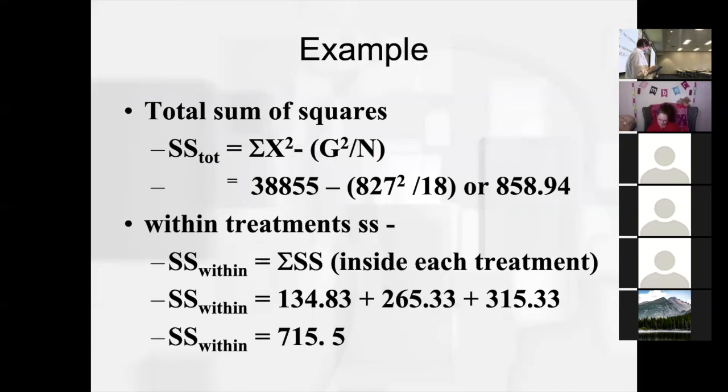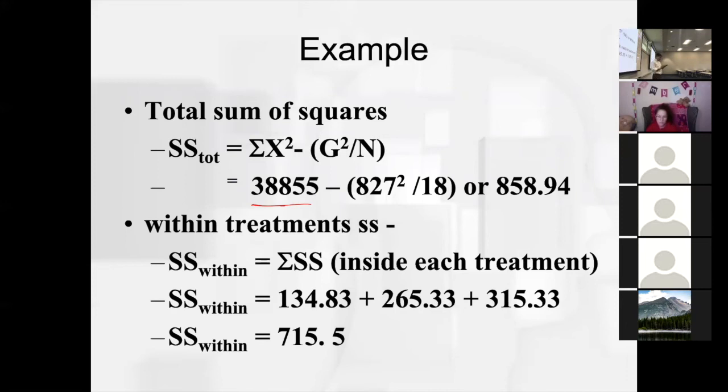All right. So to get your total sum of squares, again, we're taking the sum of x squared, which we calculated on that first slide, of 38,855. From that, we are subtracting our grand total. Art, could you go over how you got the sum of x squared?